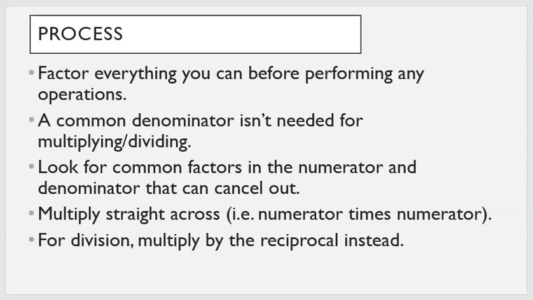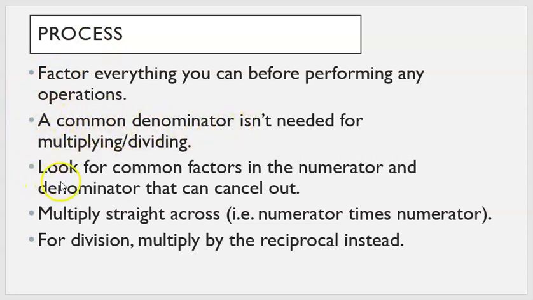Here are some rules and things to keep in mind for whenever you're dealing with a rational expression. Specifically, you always want to try to factor everything before you perform any operation. Today we're just looking at multiplying and dividing, but this will also be true for adding and subtracting. Always factor first. Now for multiplying and dividing, we will not need a common denominator.